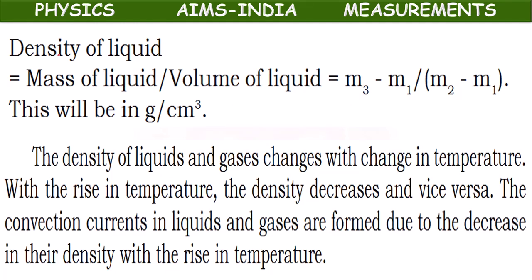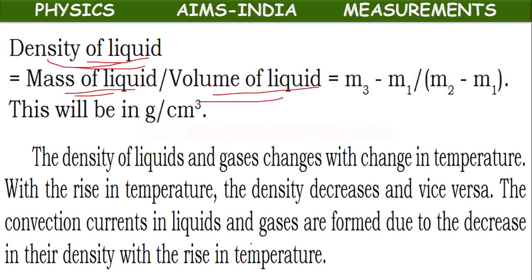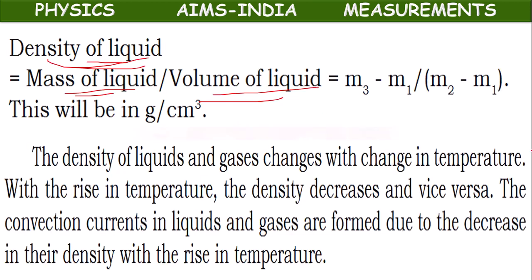So now, density of liquid. Density of liquid equals mass of liquid by volume of liquid. What is mass of liquid? M3 minus M1. What is the volume of liquid? Because volume of liquid equals volume of water equals M2 minus M1. So that equals M3 minus M1 by M2 minus M1.